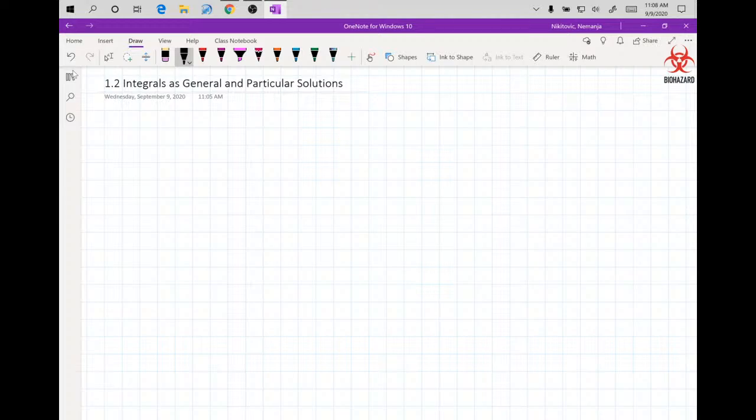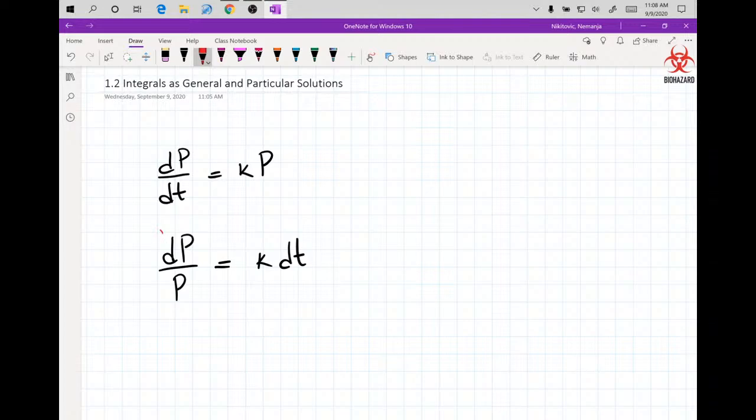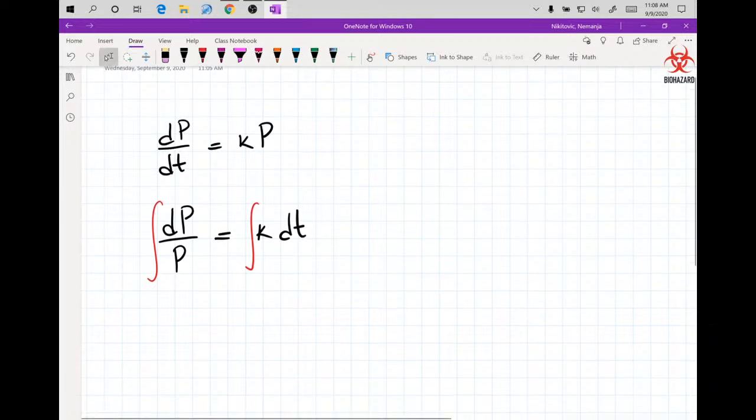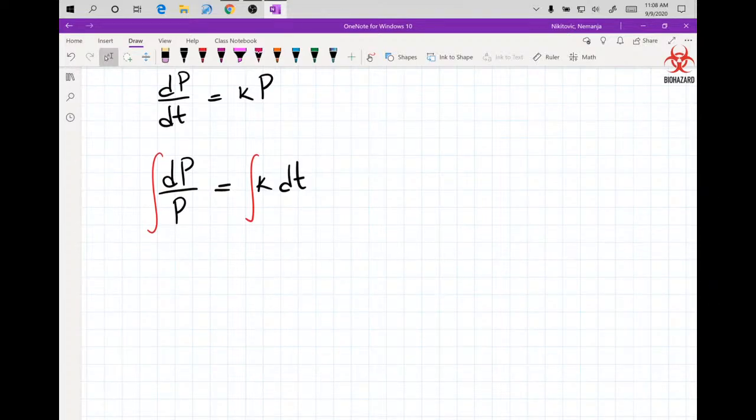So if you have an equation that we had last time, like the change of population in time is proportional to the population, we separated those variables, k dt, and then we integrated both sides. Because you want to undo the derivative. These differentials, dp and dt, you can undo those by integrating both sides. On the left-hand side, we said that we are going to get the ln of absolute p, and on the right-hand side, we had kt plus c.